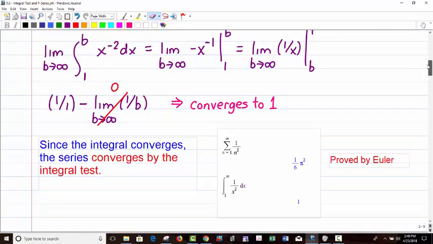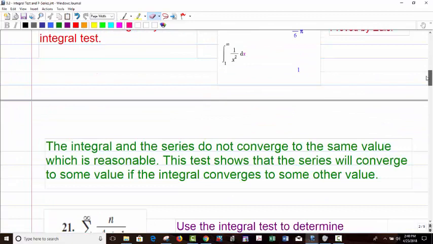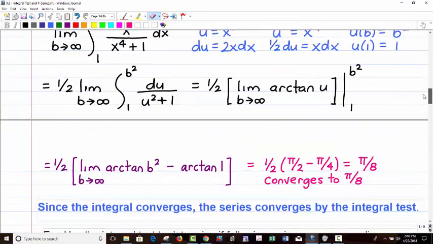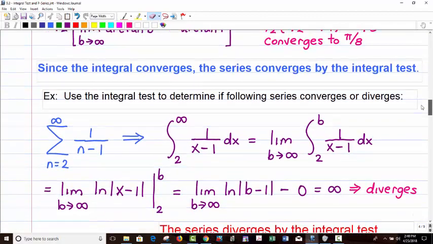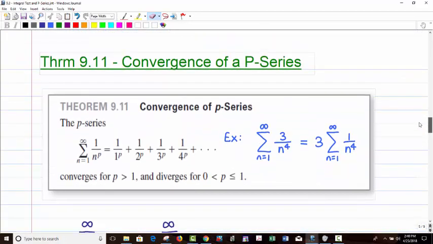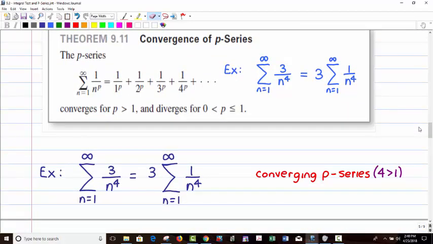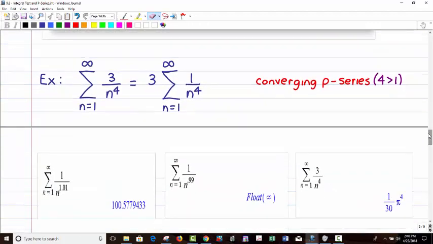The integral test would also apply to any p-series. I'm not saying it's a better way to do it, but it would also apply, though not vice versa. Not all integral test series are p-series, but all p-series can be handled by the integral test. So anyway, this is a converging p-series.